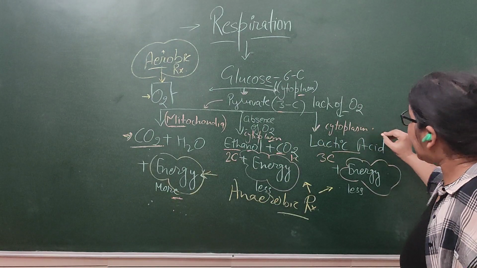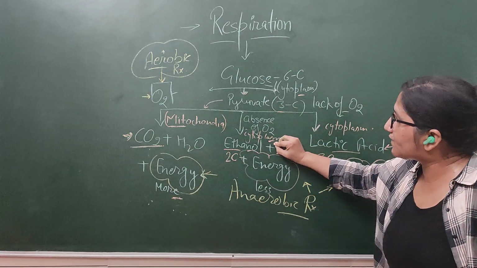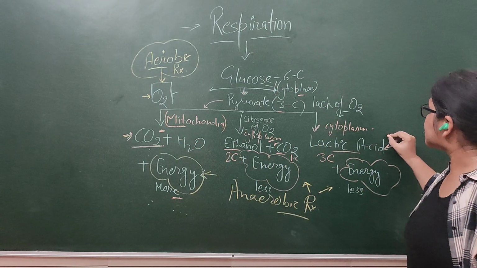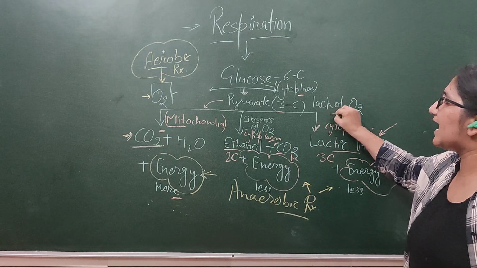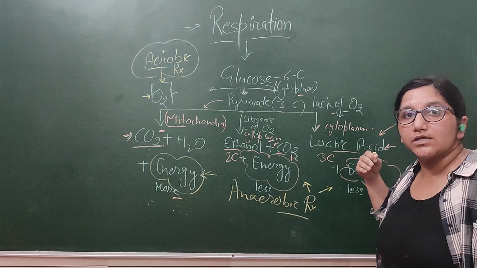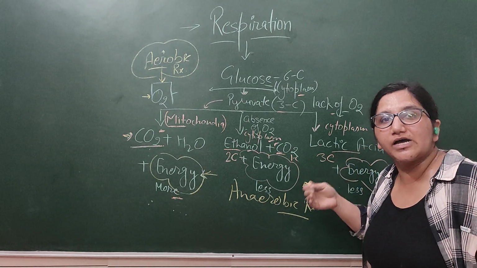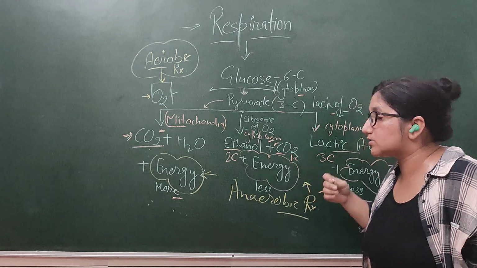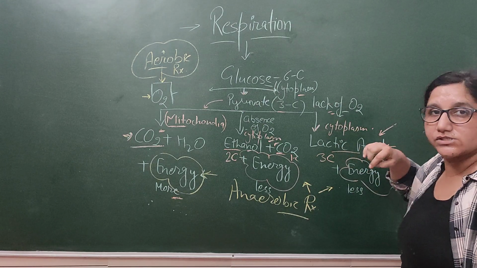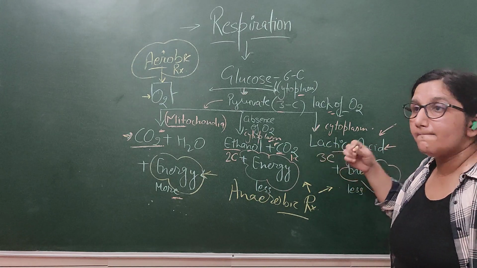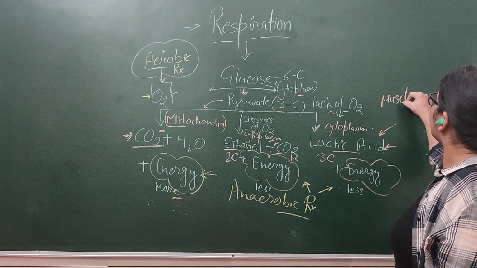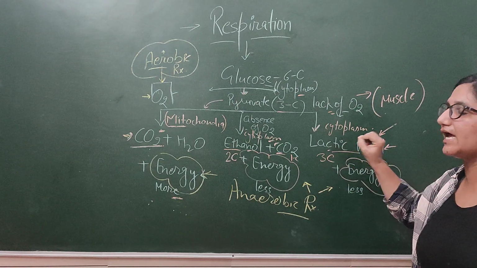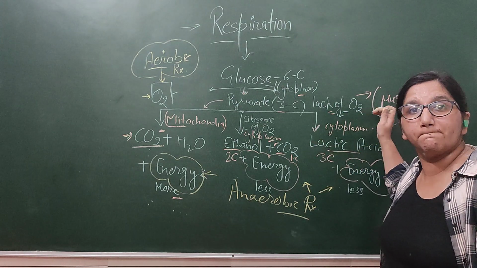Okay. Lactic acid, ethanol and carbon dioxide are the main products. This lactic acid will be formed in the lack of oxygen during vigorous exercise, during fast exercise. When we do not cope up with the required amount of oxygen, there is lack of oxygen within the cells. Which cells? Muscle cells. So the standard example of this anaerobic reaction, where lactic acid is the product, is the muscle cell.